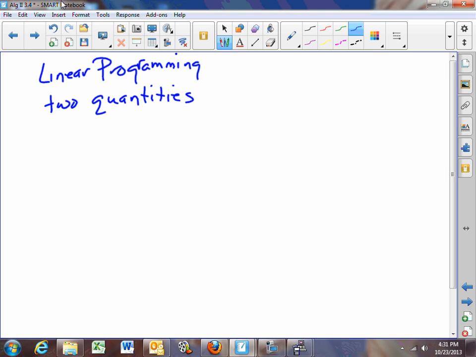Now, these two quantities ordinarily are under what we call constraints. Constraints is a word that talks about requirements and restrictions. In other words, sometimes there are things that you have to do with these quantities, and sometimes there are limitations to what can be done with these quantities. Both of these would be considered constraints, and many times what happens is the constraints translate into linear inequalities.